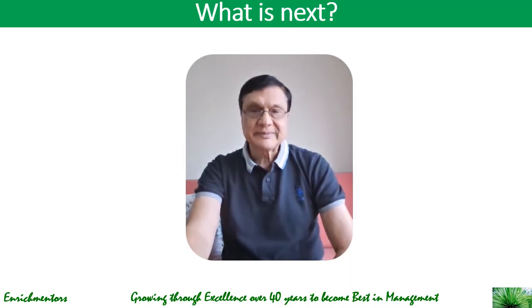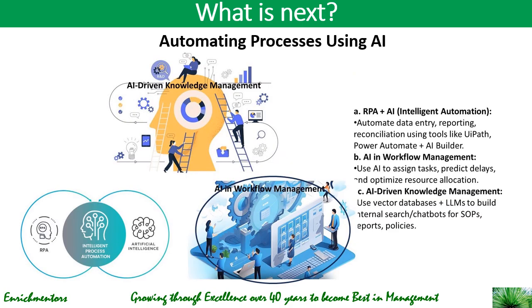So what is next? In the next lecture, we will talk about the second aspect of automating processes using AI, where we will talk about how you can use AI to assign tasks, predict delays, and optimize resource allocation in the workflow management process.